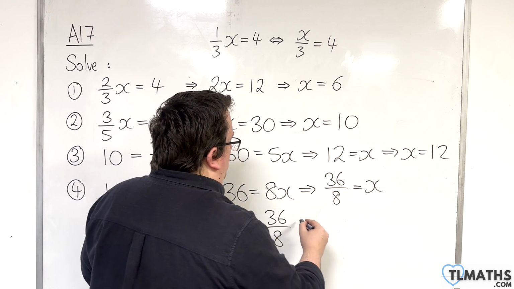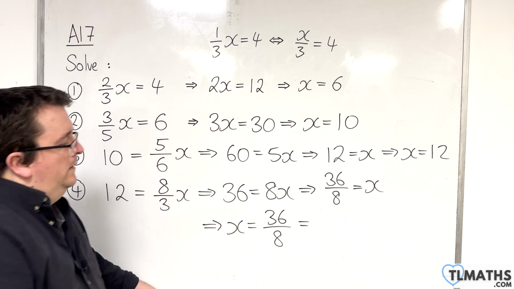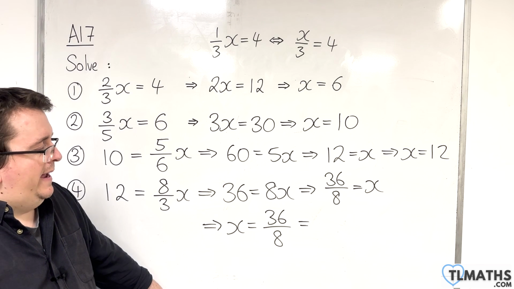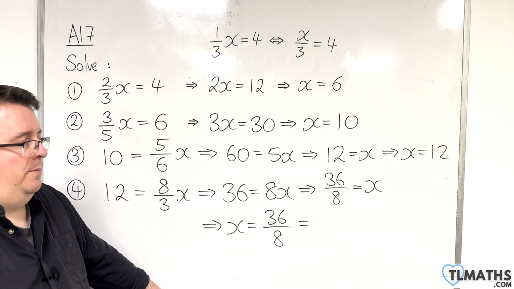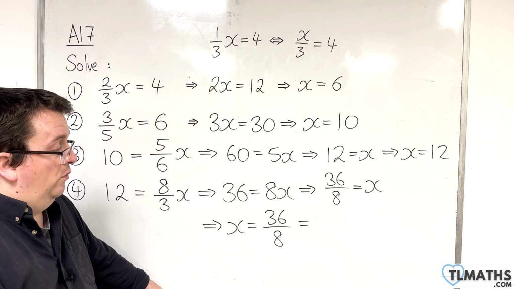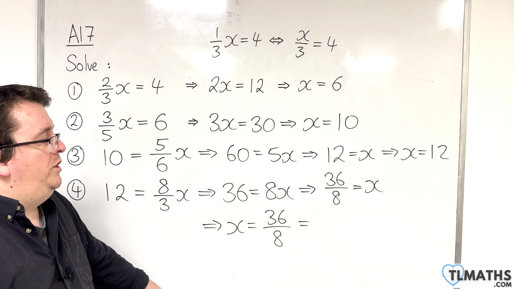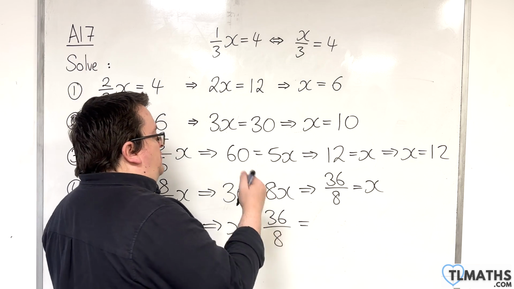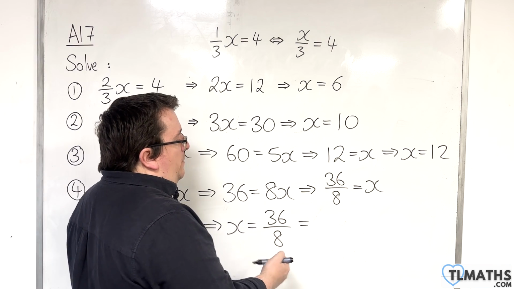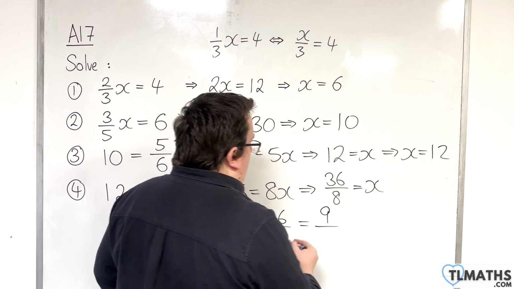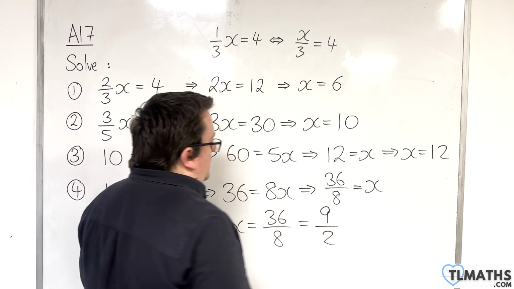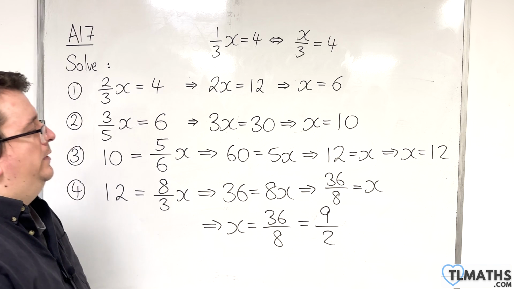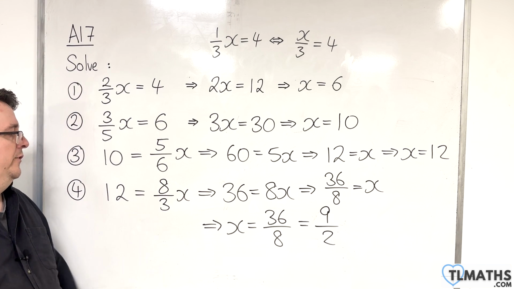Now this is a fraction we can simplify. So you can divide both top and bottom by 4. Or you could divide top and bottom by 2 first and then 2 again. So seeing as 4 goes in, 36 divided by 4 is 9. 8 divided by 4 is 2. So 9 halves, or 4.5, is the answer to number 4.